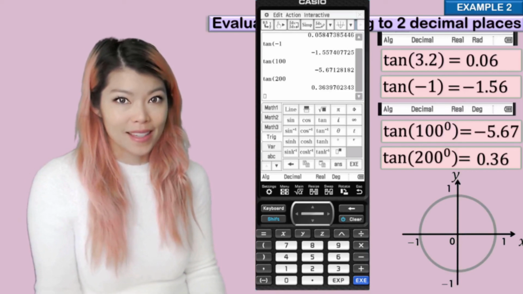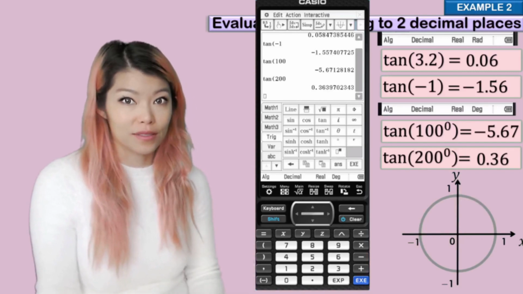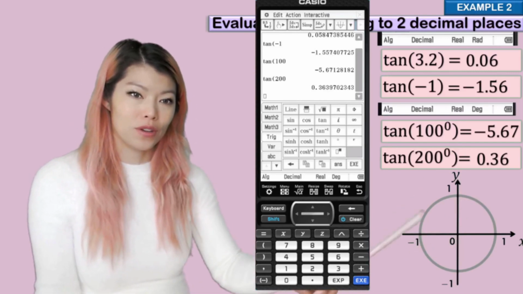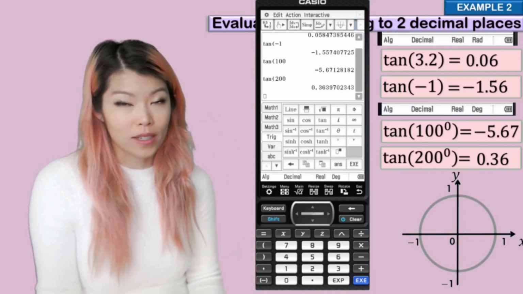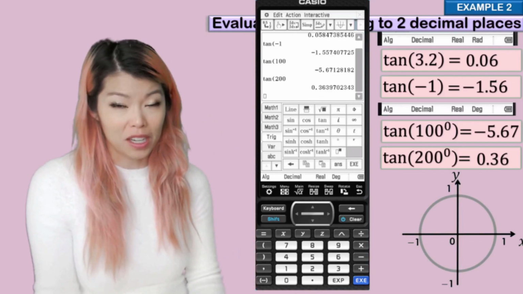Okay, thank you for watching. Practice with the CAS and try to remember where tan is positive and negative. You might want to watch the video again to just observe what tan looks like, so your mind can remember what tan should be, positive or negative in each quadrant.